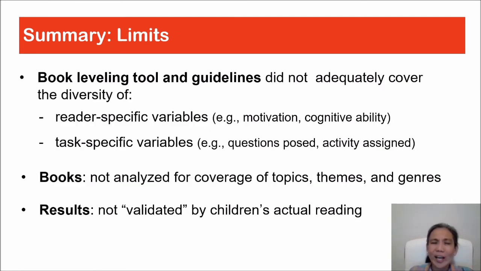On the other hand, limits include the following. First, the tool and the guidelines did not adequately cover the diversity of reader-specific and task-specific variables. Second, the books were not analyzed for coverage of topics, themes, and genres, and the results were not validated by children's actual reading. Again, note that reading is both a sociocultural as well as a personal activity, so no one readability measure or leveling system will be appropriate to all readers and all books. So there's room for further research where these limits are concerned.